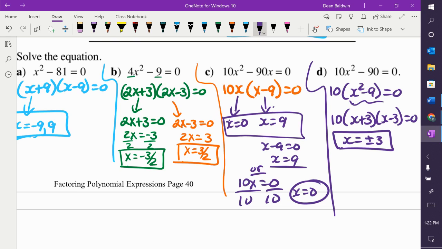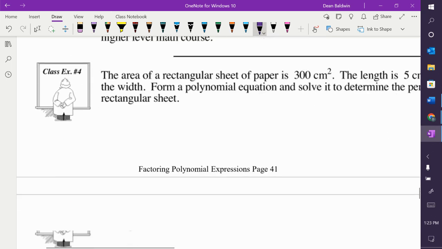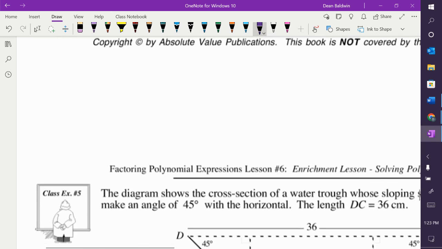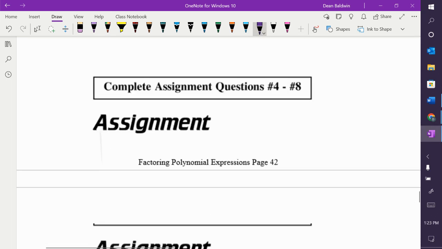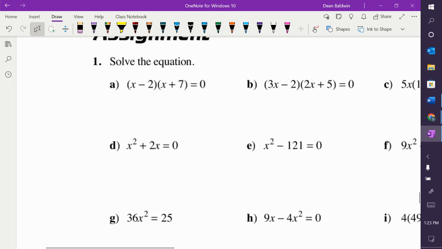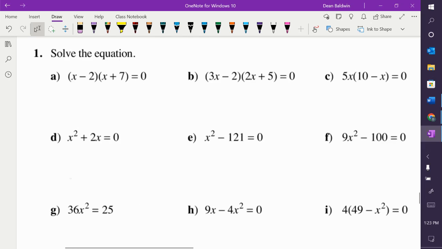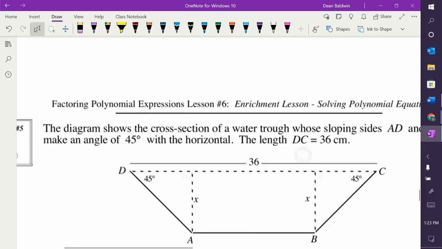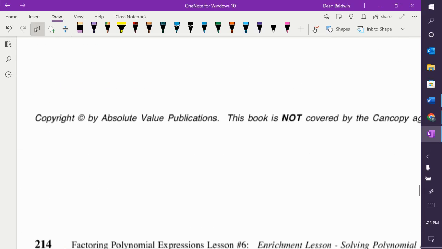Okay. Factor it. Take each bracket, set it equal to 0. That's it. All I want you to do is number 1, please. Just a tiny, tiny one. Yeah. Just number 1, please.